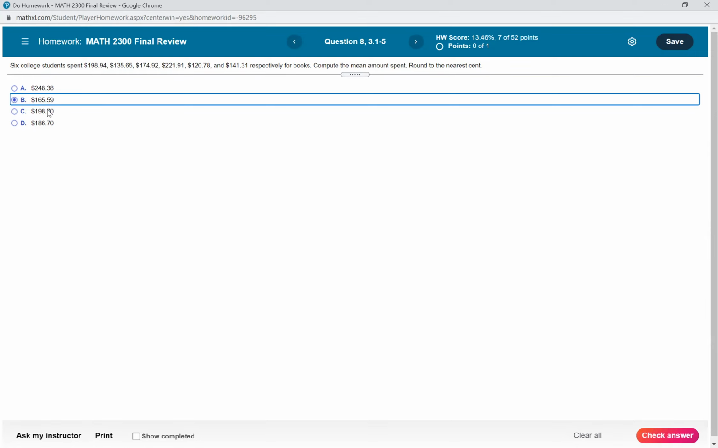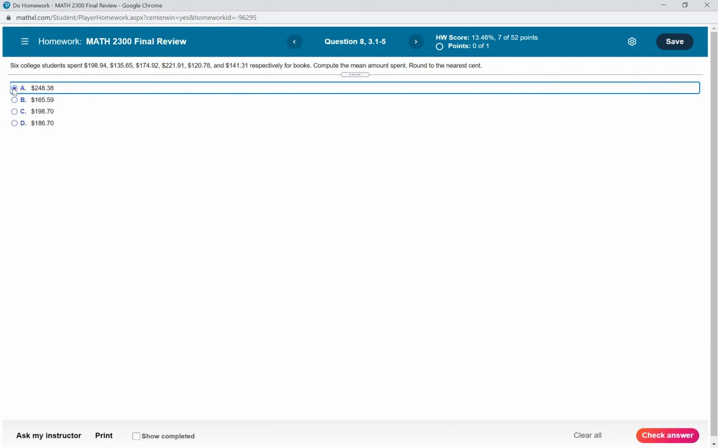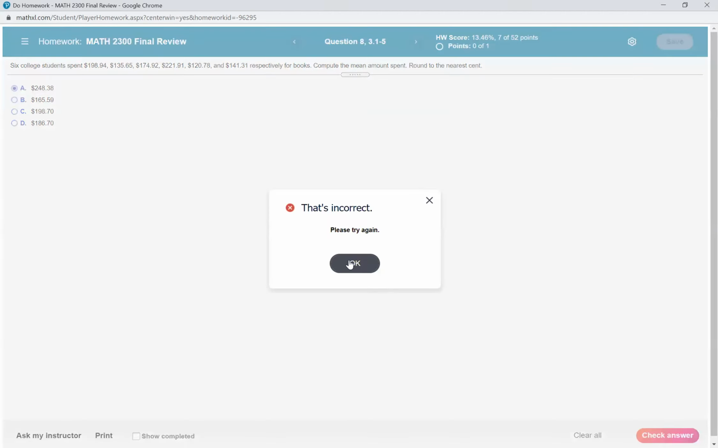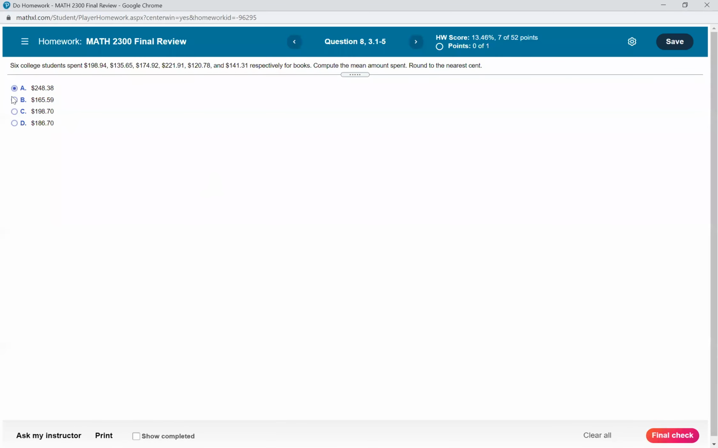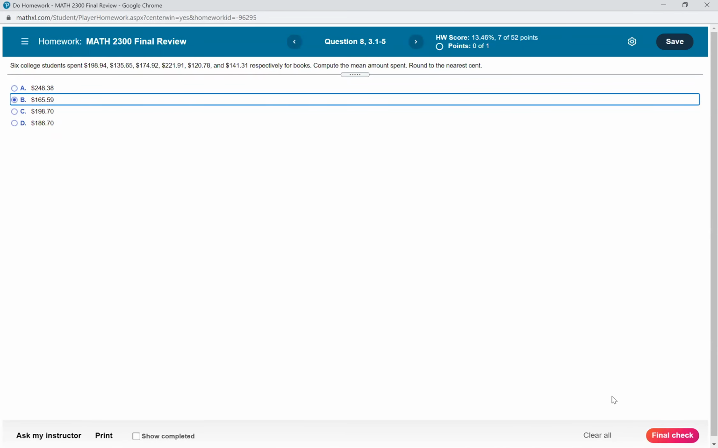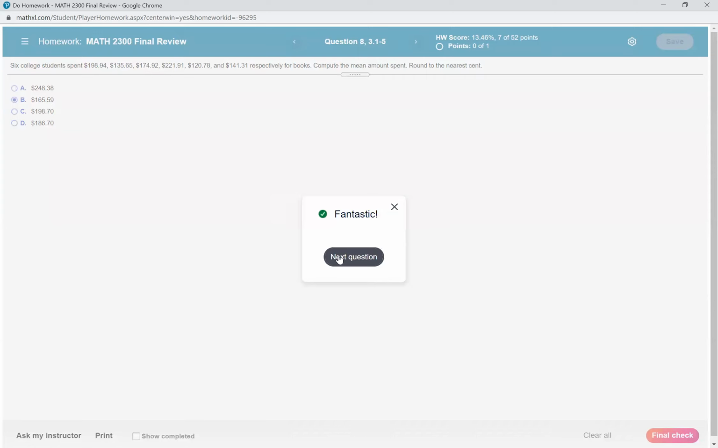In the final, when you have 4 options, that means you have 2 chances to select the correct answer. If you select this one, this is an incorrect answer. So that's incorrect. Now let me select this one. Yeah, so you have 2 chances to select the correct answer when you have 4 options.